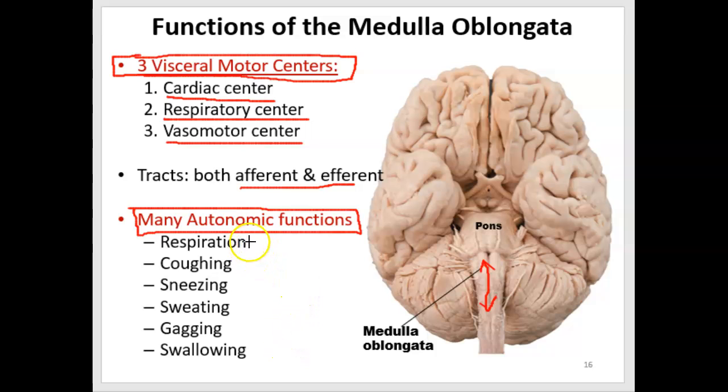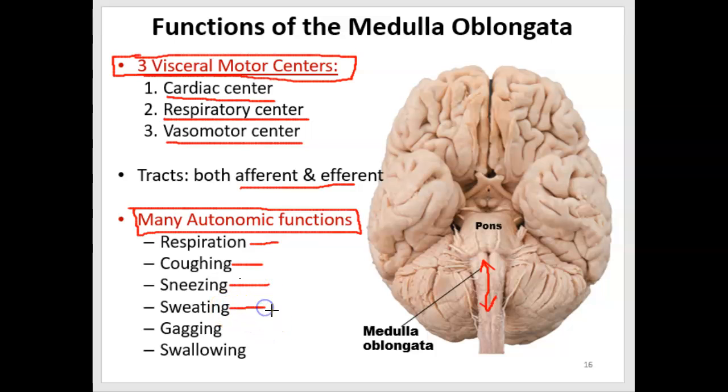For example, you can try to hold your breath, but eventually your body will take over and you'll start breathing. That's due to the medulla oblongata. Sometimes coughing is also spontaneous. That's the medulla. Sneezing, medulla.